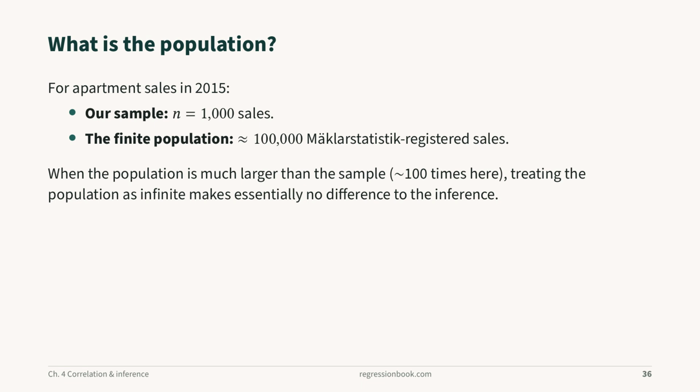One conceptual loose end. What exactly is the population here? Our sample is 1,000 sales. The finite population is roughly 100,000 registered sales that year. When the population is about 100 times the sample, treating it as infinite makes essentially no difference to any inference. That convenient approximation gets a name on the next page.